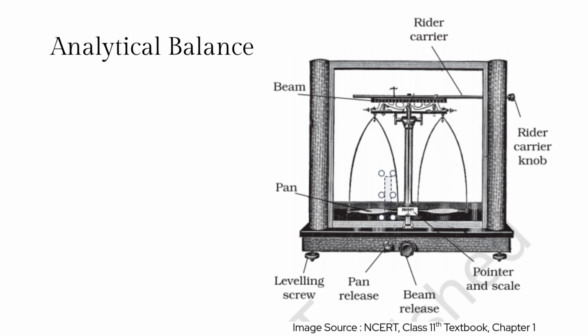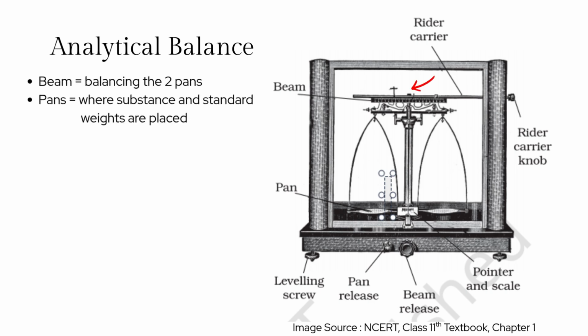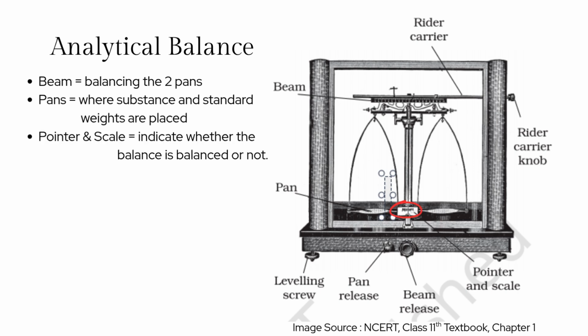In laboratories, chemists use an analytical balance to measure mass accurately. Now let's briefly understand its different parts. This horizontal part is called the beam. It helps in balancing the two pans. These are the pans where the substance and standard weights are placed. At the center, we have the pointer and scale, which indicate whether the balance is balanced or not.